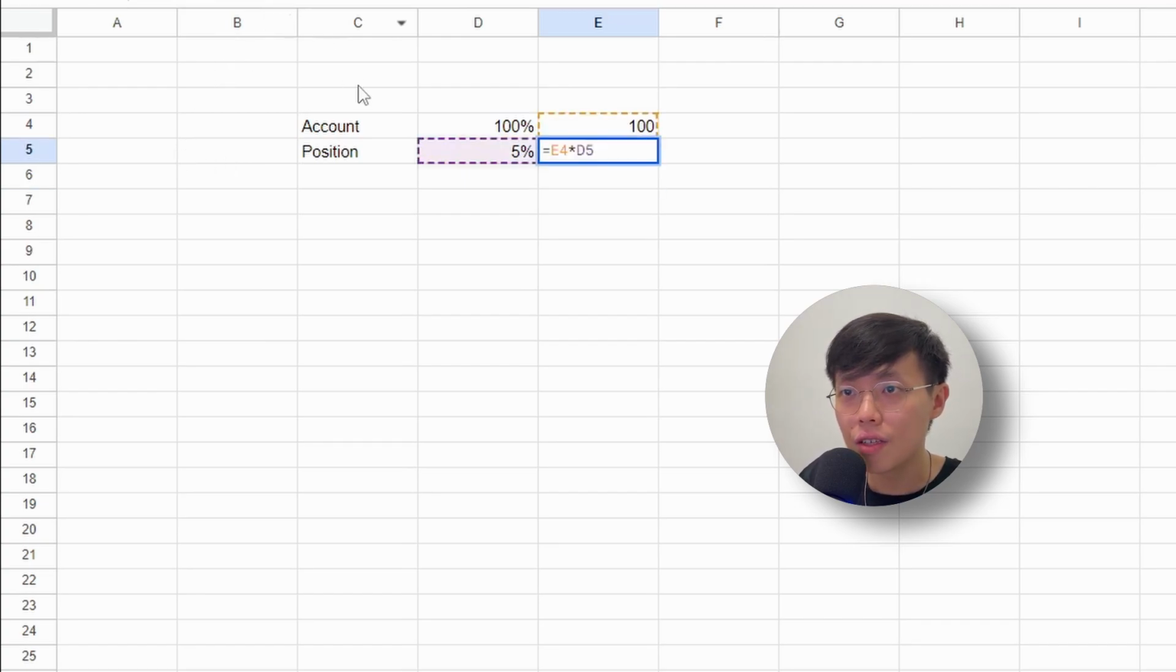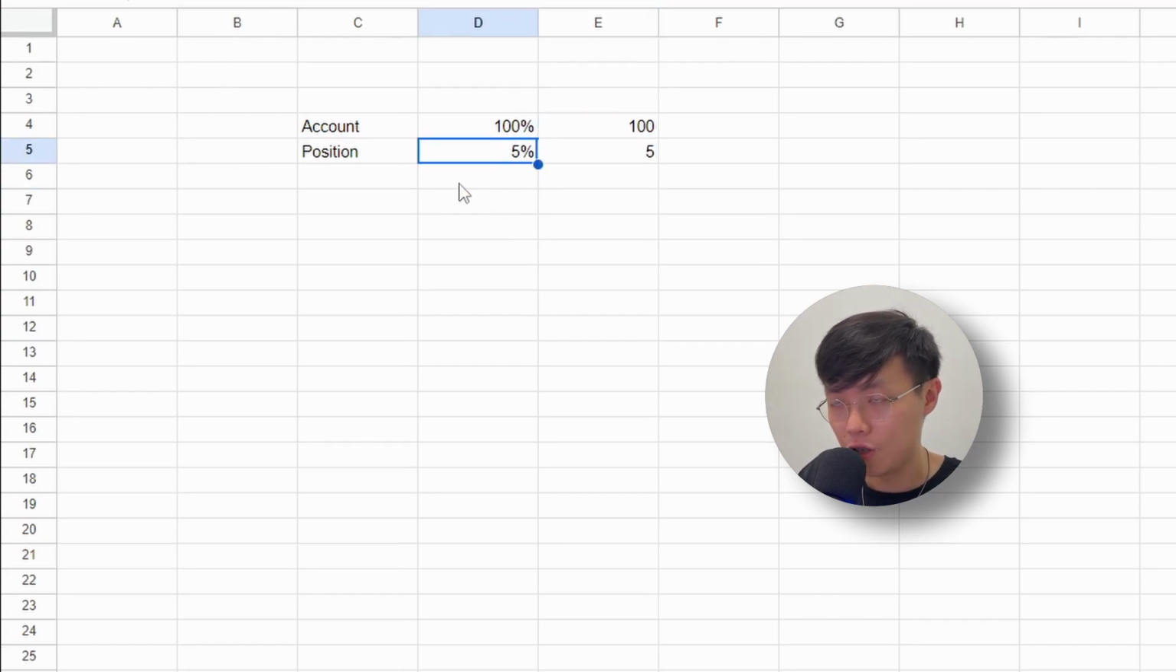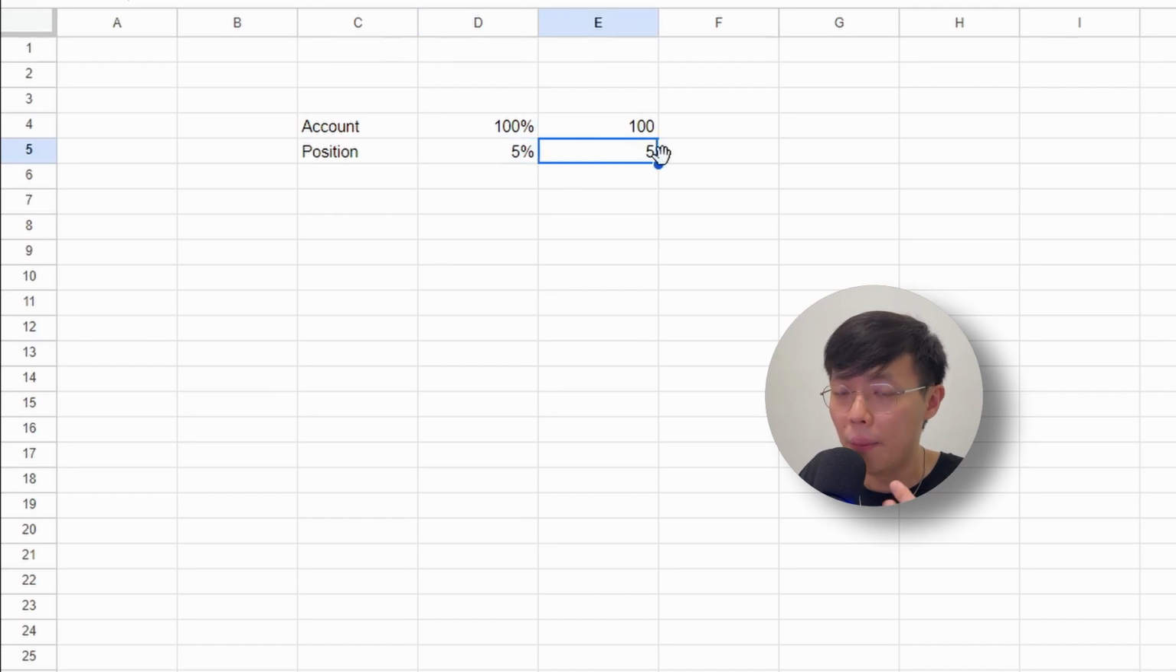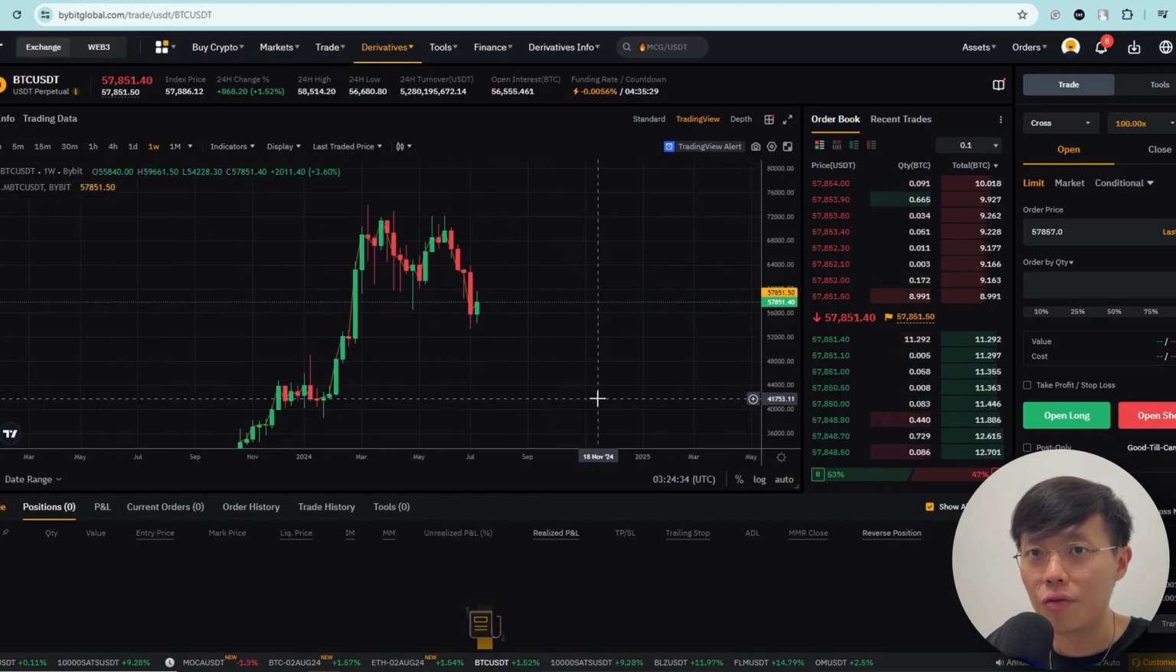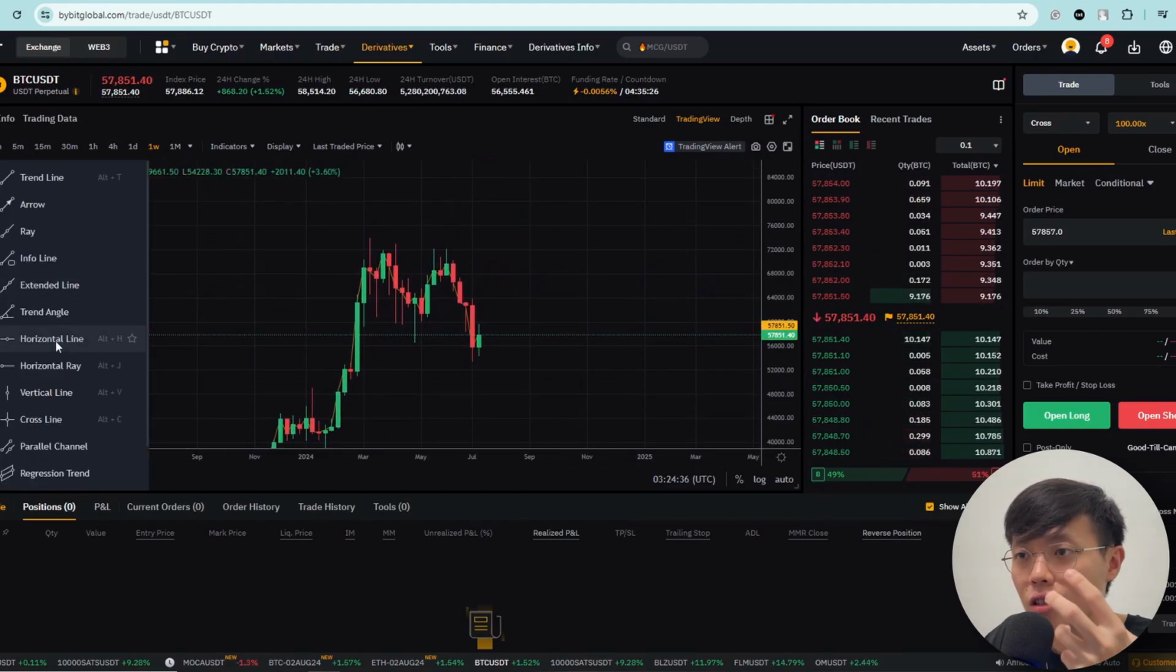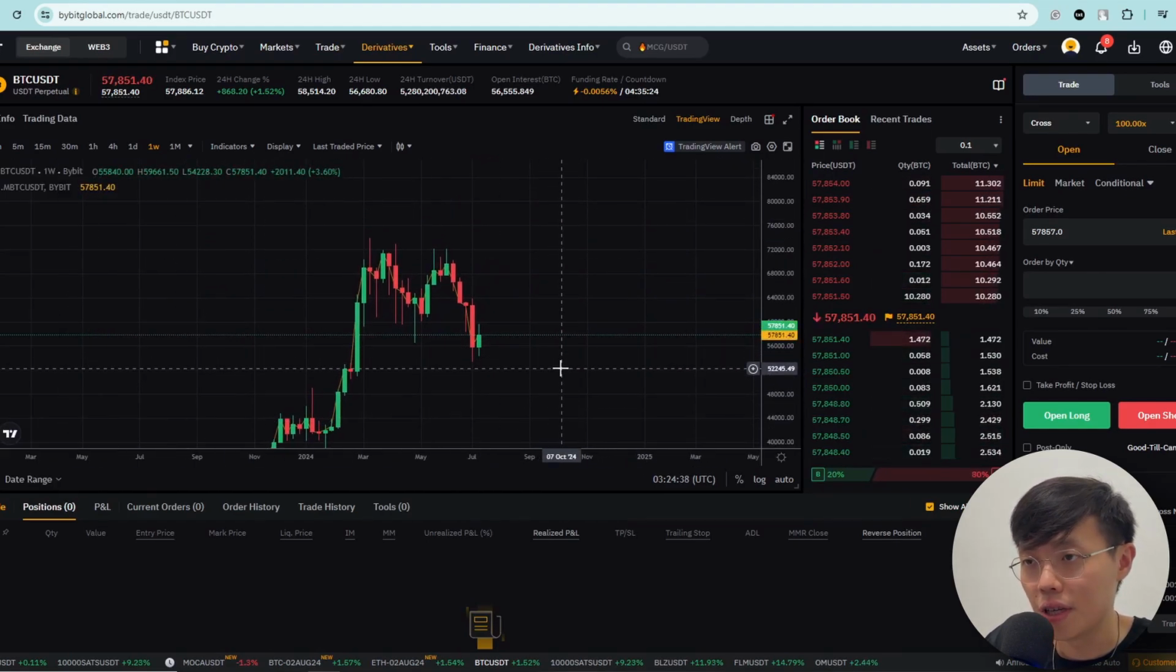Okay, your account is 100%. Every position you open is 5, right? Meaning you're willing to lose, right? That's your risk management. You're willing to lose 5 USD, which is 5%. So all you have to do when you open up a trade is know that you just want to risk 5%.